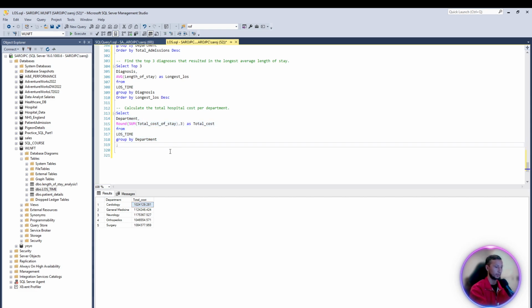And let me use the order by as well. Order by total cost. Sorry. Okay, so neurology has the highest total cost, general medicine is second, and surgery third. Okay, yeah. This is how the group by and the aggregation function works.